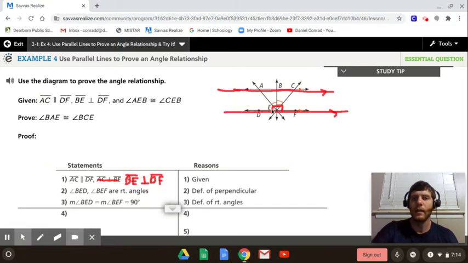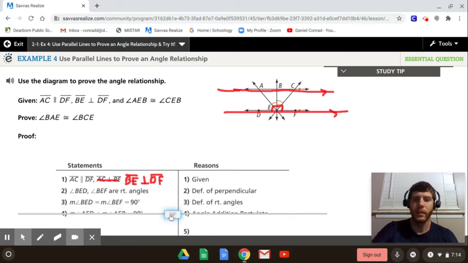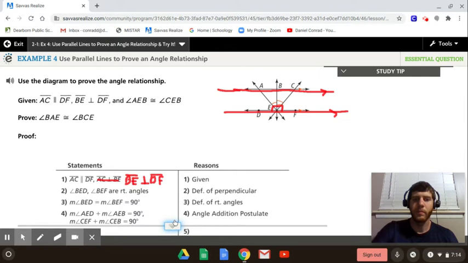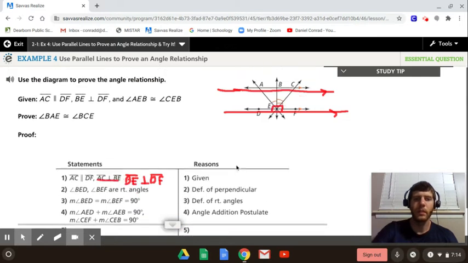Okay. And then they can do an angle addition postulate here, right? So they can say the measure of angle DEA plus the measure of angle AEB is going to equal the measure of angle DEB, and the measure of angle FEC plus the measure of angle CEB is going to equal the measure of angle FEB. So let's see what they have there. Yep, and then they also added the substitution in right away.